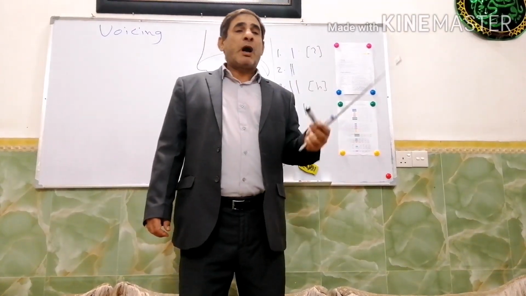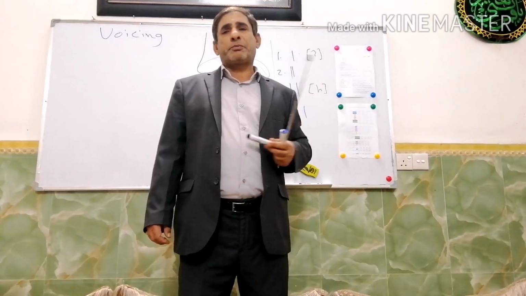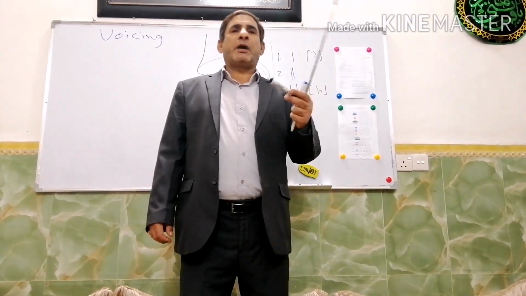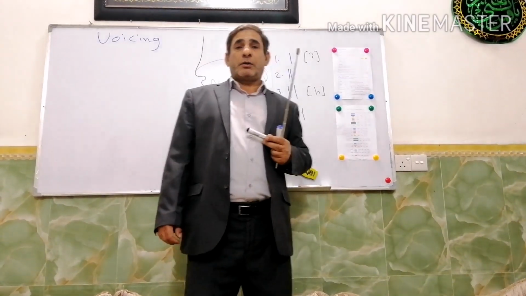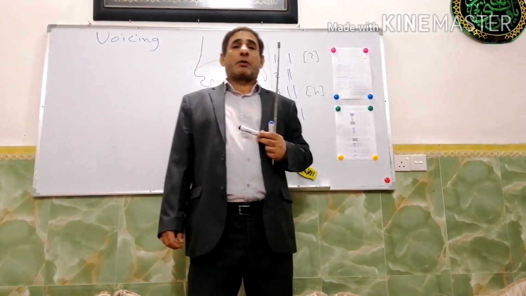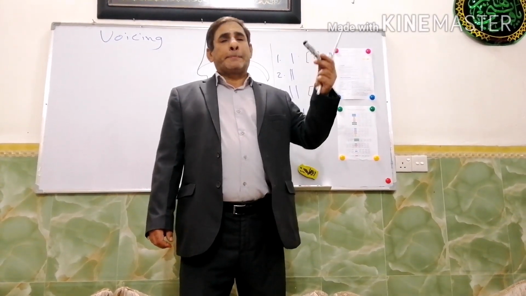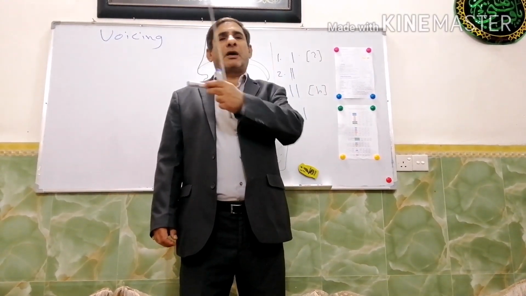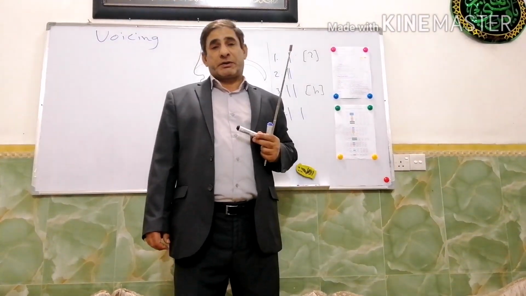Now, what about the others? What about, for example, stops? We have pe, be, te, de, ke, ge. These are the only three pairs of stops in English. You can learn them: pe, be, te, de, ke, ge. The first one is voiceless, and the second one is voiced.